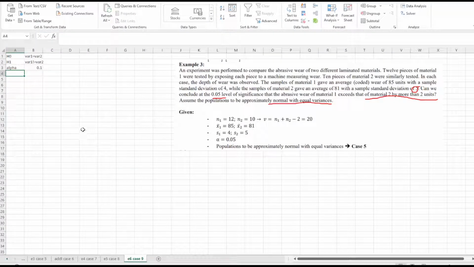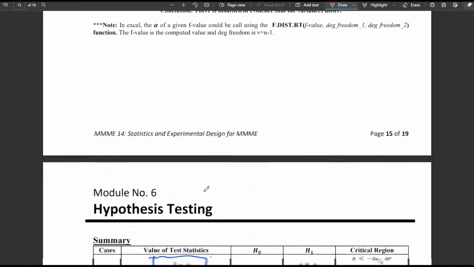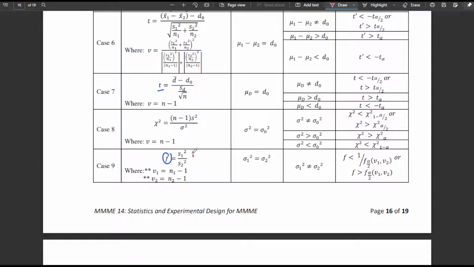Back to the problem. Let's first solve for the f calculated. F calculated is fairly simple to calculate. It says here, the f calculated is just the variance of data set 1 divided by the variance of data set 2. If you reverse it, if you make data set 2 the numerator and data set 1 the denominator, your degrees of freedom will also be reversed. So it's important what you establish as the numerator and denominator, because it matters.